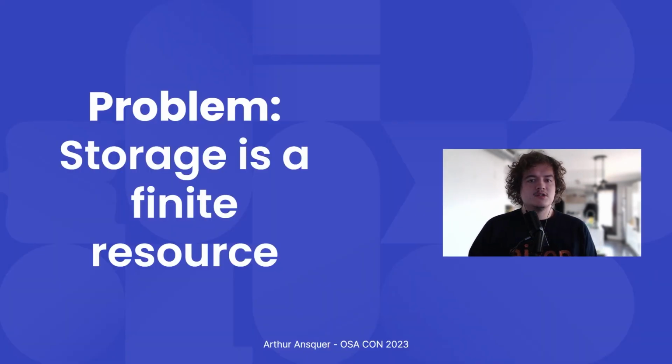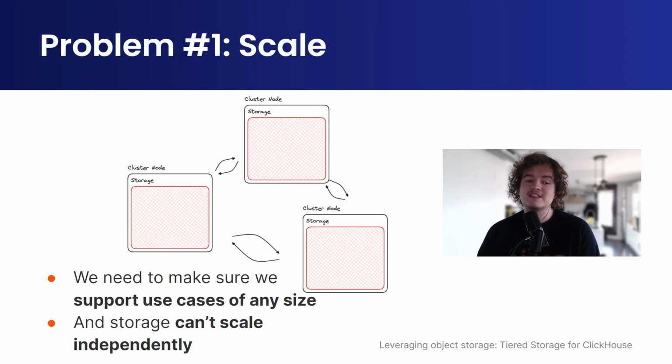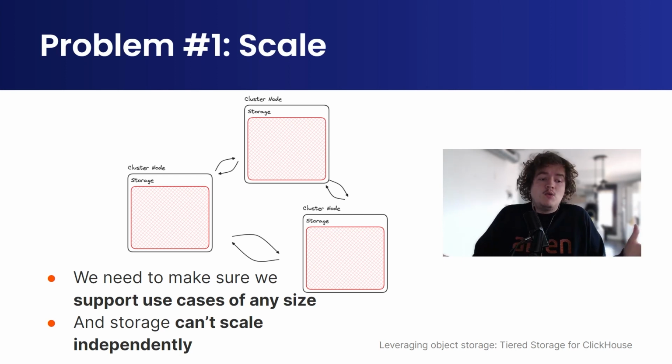And this is because we had a main problem: storage is a finite resource, right? This leads to three other more granular problems. The first one is scale. Here you can see typical Aiven architecture. You have your cluster nodes, you have your storage. This is your ClickHouse. Well, what are you doing when you want to have more storage? You increase the local storage of each cluster node. But then, as you can see right here, you hit the red zone.